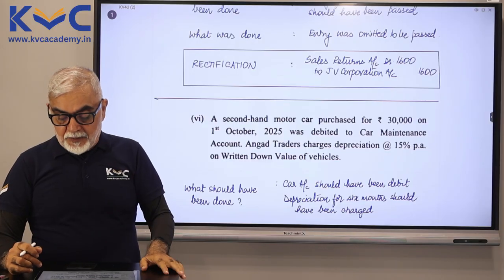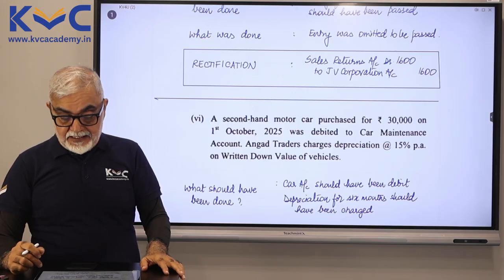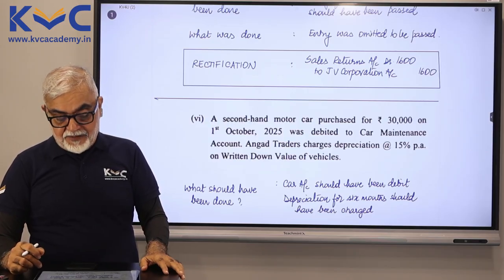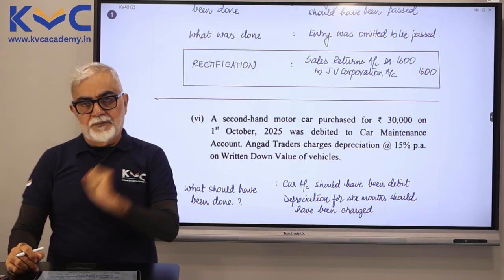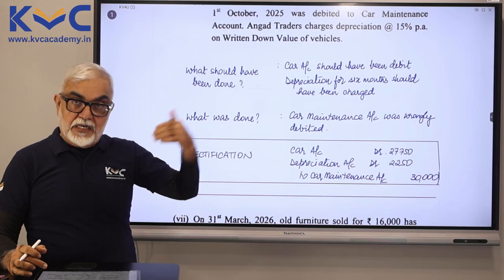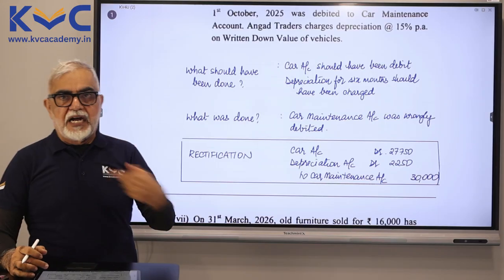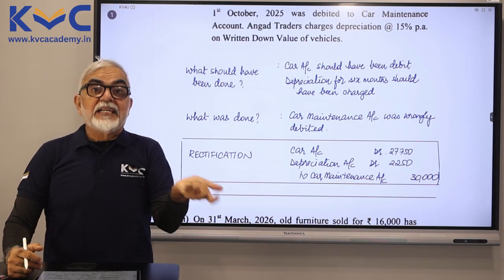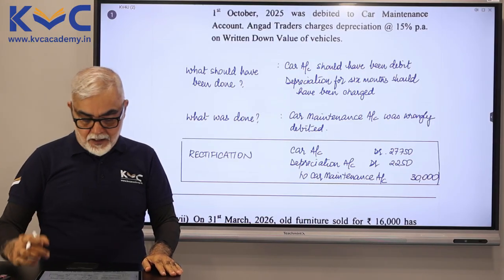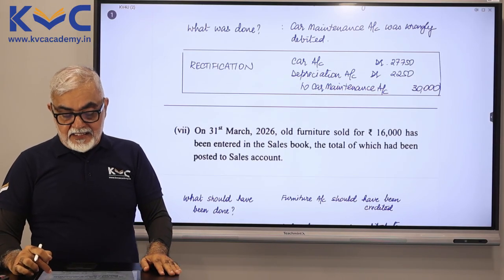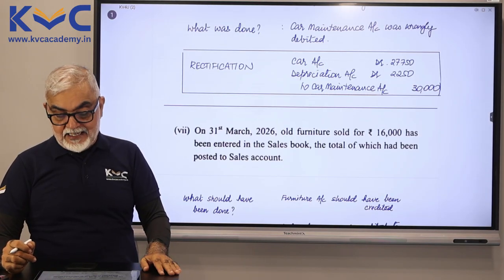A second-hand motor car was purchased for 30,000 on 1st October 25 and debited to car maintenance. Angad Traders charges depreciation at 15% on the written down value of the vehicles. So on 30,000 at 15% for 6 months is 2,250. Therefore, car account debtor 27,750, depreciation account debtor 2,250, to car maintenance. The wrong debit given to car maintenance is removed by crediting car maintenance with 30,000. Okay? Good. 7.